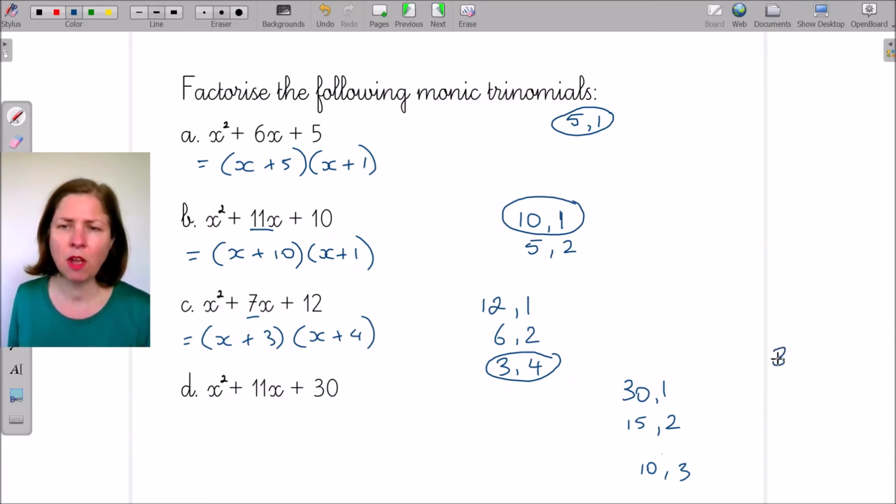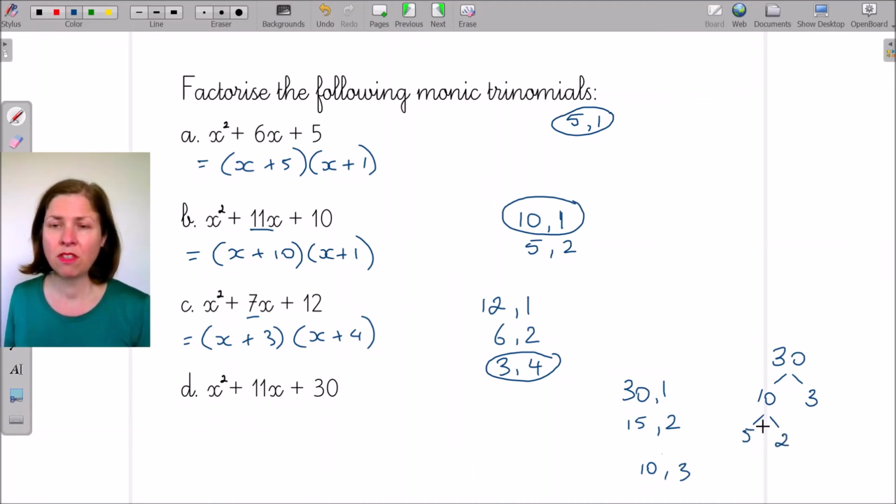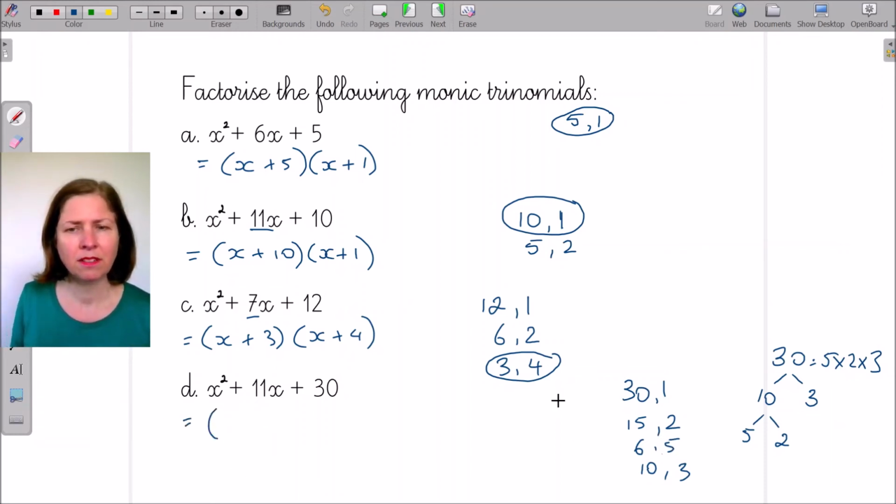So what I might do then is write a factor tree. 30 is 10 times 3, and the 10 can be broken down into 5 and 2. So I can think 30 is 5 times 2 times 3. Now I've got all of them in here, and this is the 5 times the 3, and this is the 5 times the 2, but nowhere do I have a 2 times a 3 and the 5 on its own. So that's how I might help myself to discover a missing pair if I had one. All right, this is obviously the answer because it adds up to 11. x plus 6 and x plus 5.